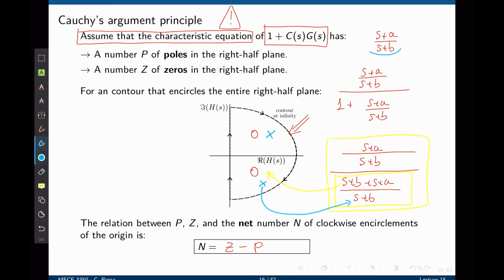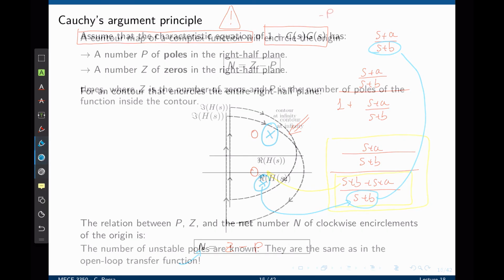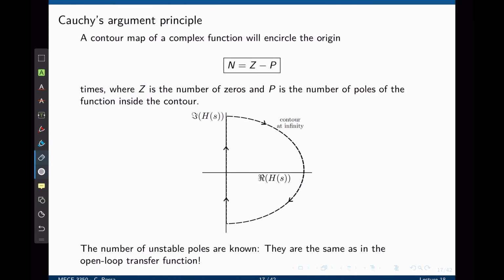Notice that this pole is the same as the open loop transfer function pole, which means that we will know how many poles are in here if we know the open loop transfer function. We also know the number of encirclements of 0, so we can now determine the number of unstable zeros inside of that contour. So this is a summary of exactly what we just discussed.